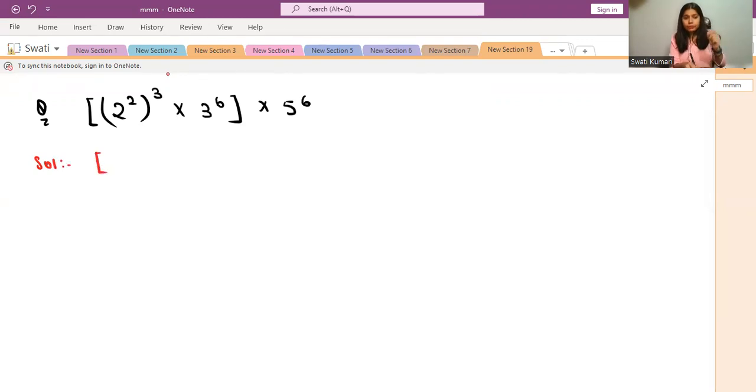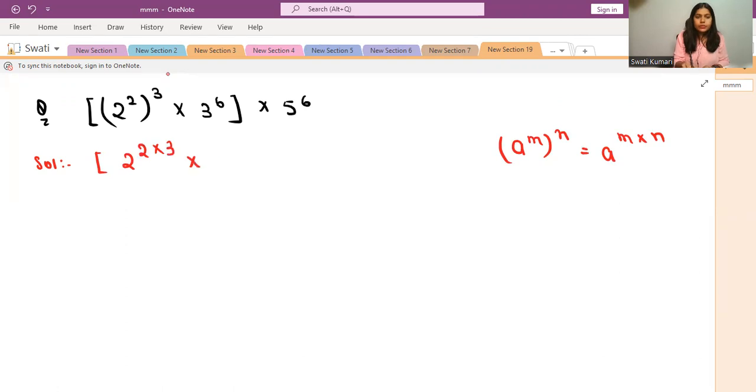So you can see that here we have 2 raised to 2 raised to 3. Here I'm going to use a property, a law of exponent, which is if we have a raised to m raised to n, that is the same as a raised to m into n. Okay, so here using this property, we can write this as 2 raised to 2 into 3, into 3 raised to 6 into 5 raised to 6 as it is. Now, of course, 2 into 3 is 6. So we can write 2 raised to 6 into 3 raised to 6 into 5 raised to 6.